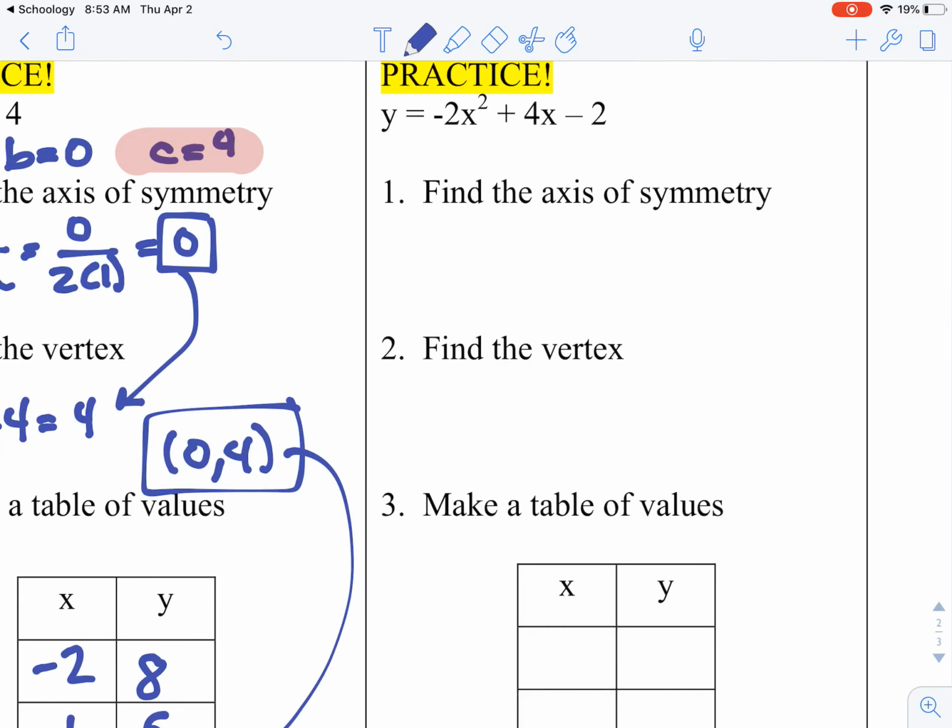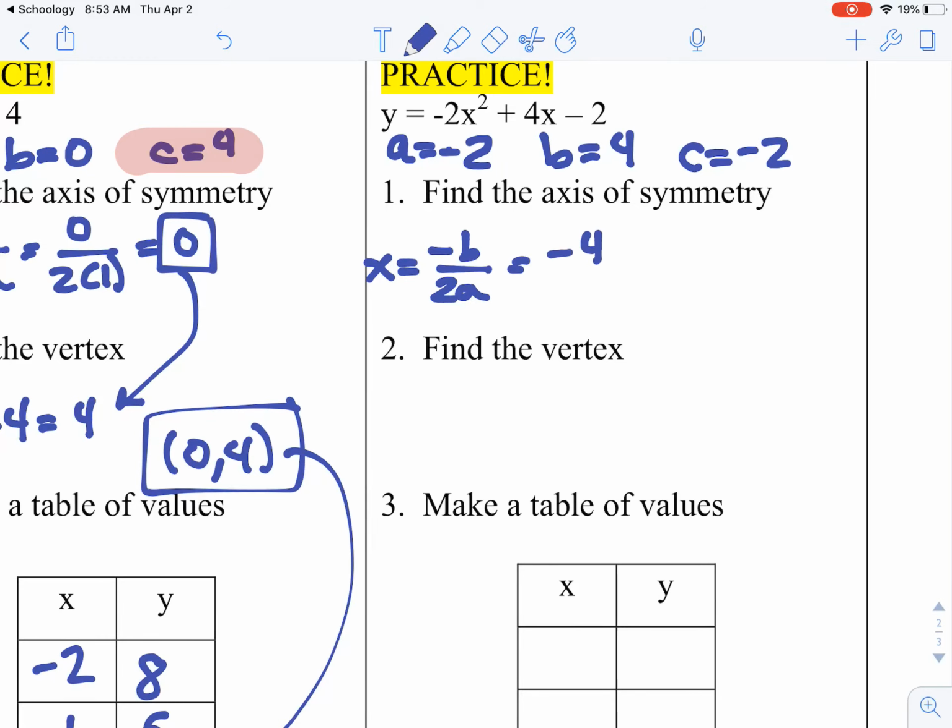All right, last example. We have to define our a, b, and c. A is -2, b is 4, and c is -2. So we have x equals -b over 2a, -4 over 2 times -2. So x equals 1. We are going to take that and plug it into my original equation.